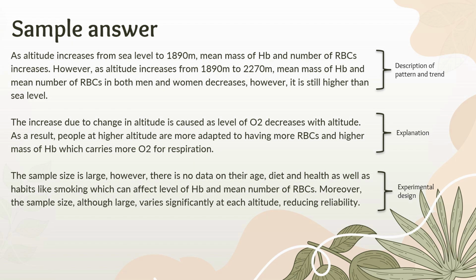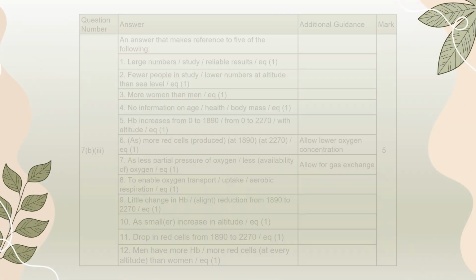The sample size is large, however, there is no data on their age, diet, and health, as well as habits like smoking, which can affect level of hemoglobin and mean number of red blood cells. Moreover, the sample size, although large, varies significantly at each altitude, reducing reliability. This is the comment on the experimental design. Here is the mark scheme, and you can see that the candidate has scored 8 points from here.